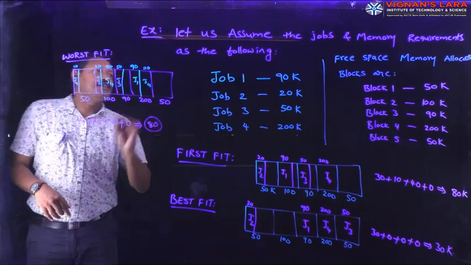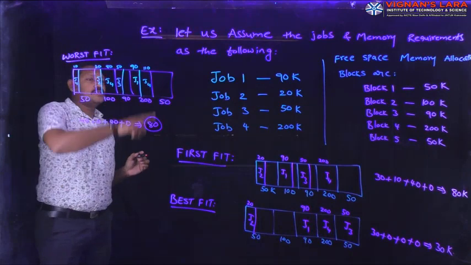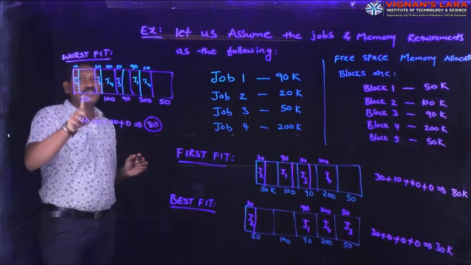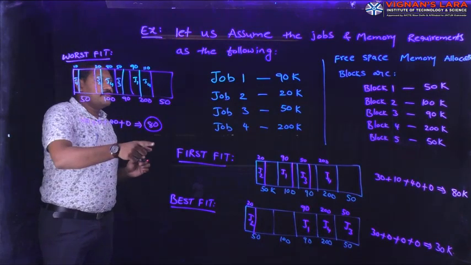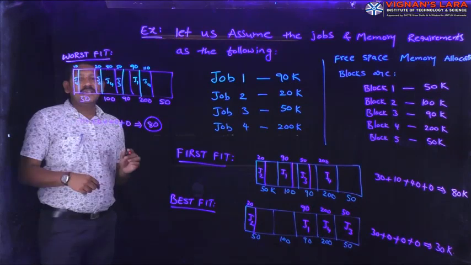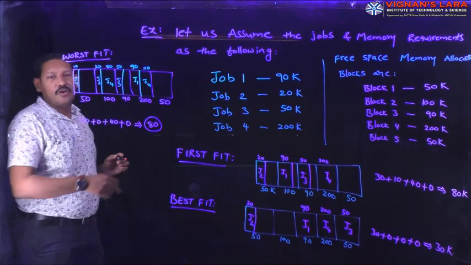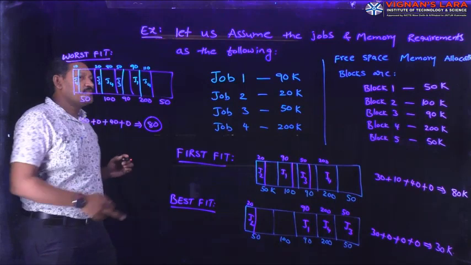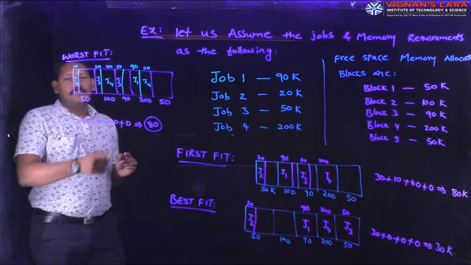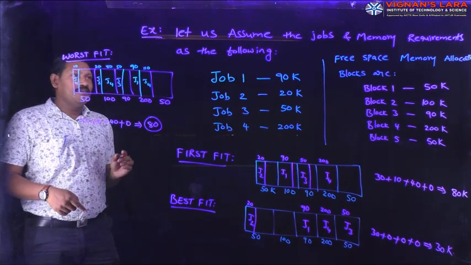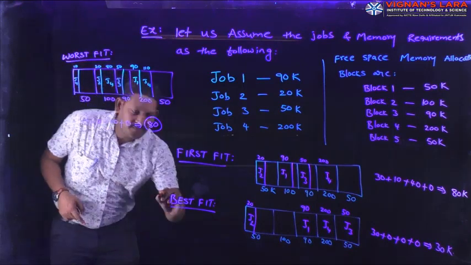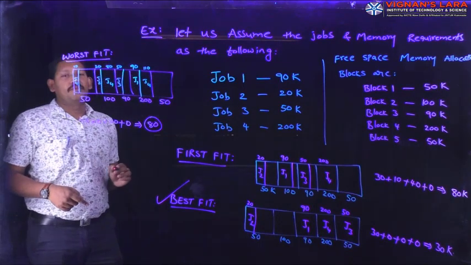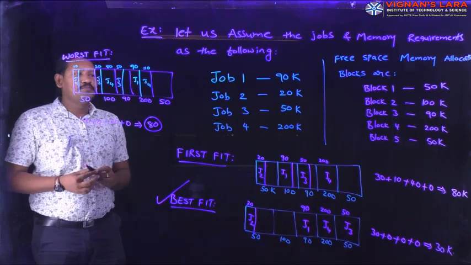So if you consider the total 3 algorithms, first fit, best fit and worst fit: if you use first fit, 80k is being wasted. If you follow best fit, 30k is being wasted. For worst fit, 80k is being wasted. So for this problem, best fit is best suitable. Okay, right? Hope you have understood.